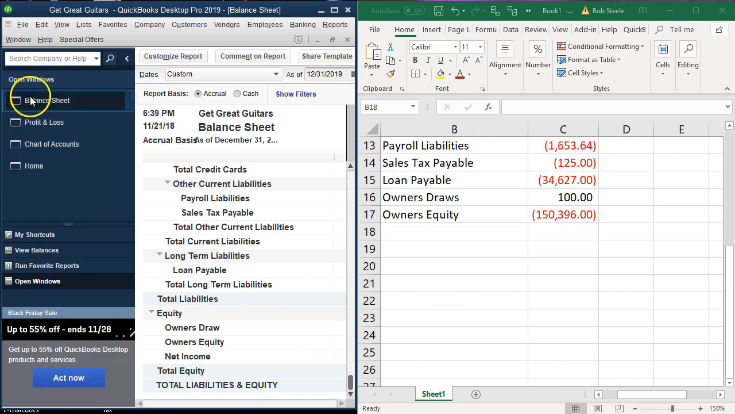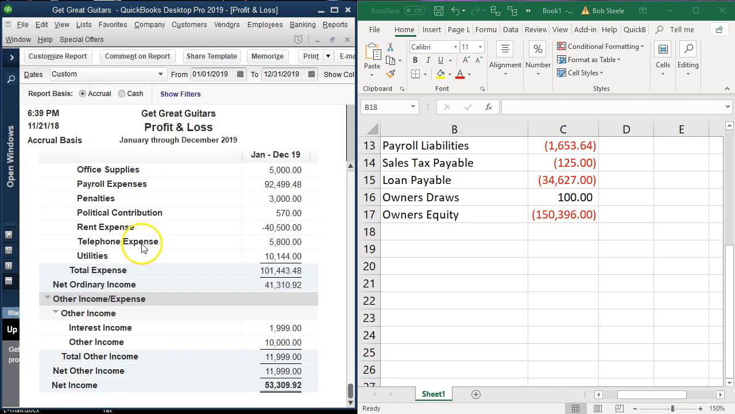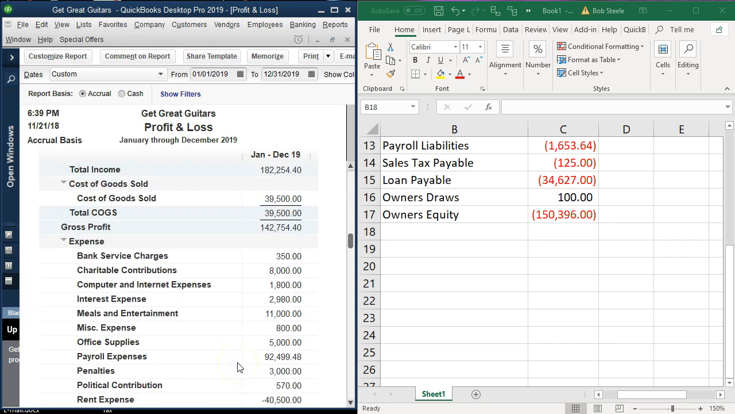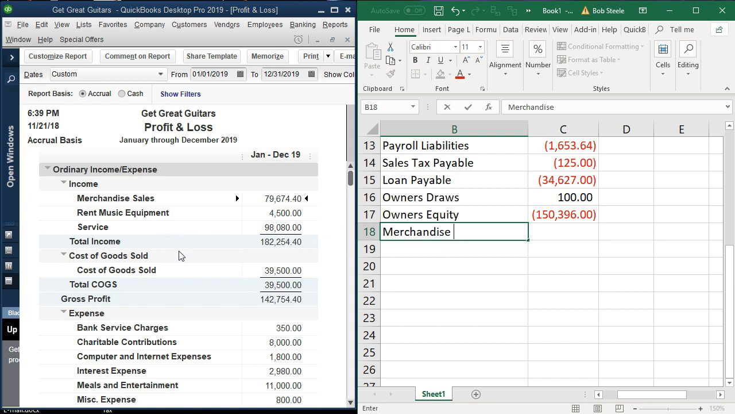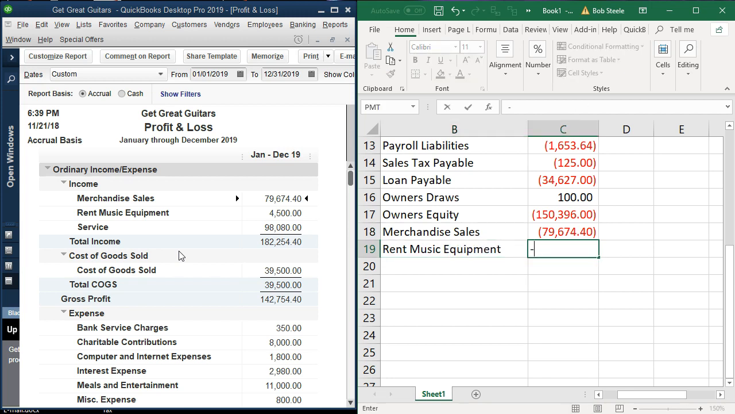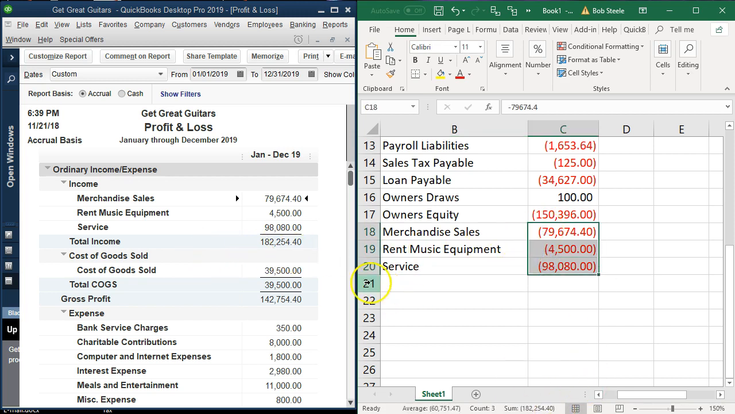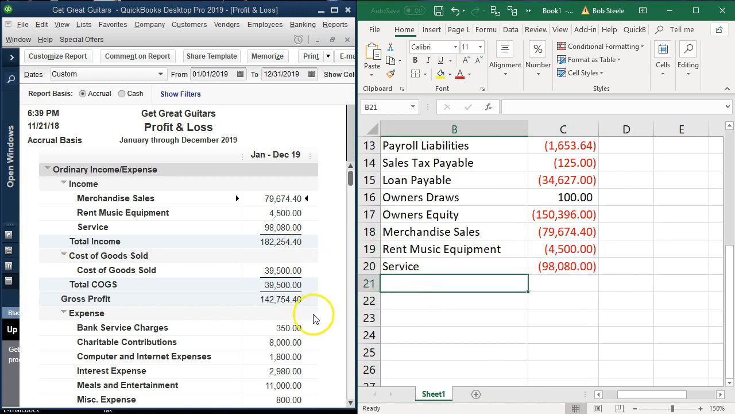If I go back here, profit and loss now will be the 53309. So we have to add all these accounts for the profit and loss, then we'll be in balance. So now we're on the income. So income is just going to be merchandise sales. Credit, remember incomes are credit, negative 79674.4. Rent, music, equipment, we're going to say credit 4500. Service, we're going to say credit 98080. And again, subcategory, if I add these three up, 182,254, 182,254 looks good so far.